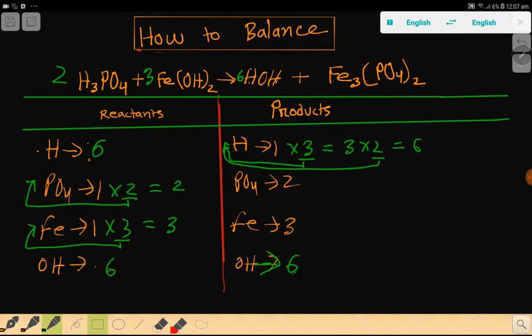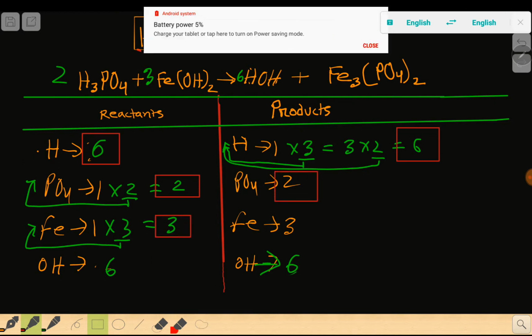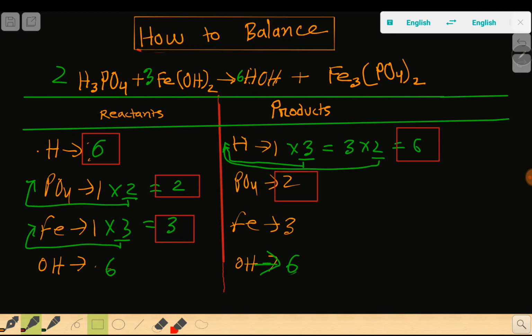Right? Now look, in the left hand side 6 hydrogen, in the right hand side 6 hydrogen, 2 phosphate, then 3 iron, 6 OH. Everything is balanced. So you can say that this is the balanced chemical reaction.